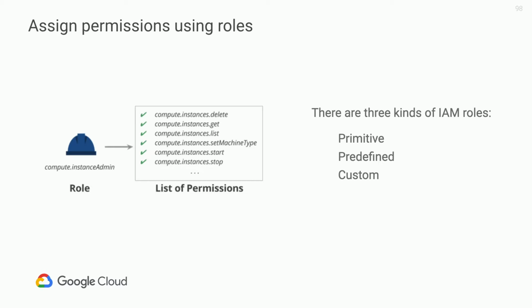Next, we're talking about roles. So the role is a collection of permissions. You cannot assign a permission to a user directly. Instead, you should grant them to a role first, and then assign those roles to a user, right? So there are three types of IAM roles. First is primitive, the second is predefined, and also custom. Depending on your needs, you can customize the permissions that you'd like to grant to a user.